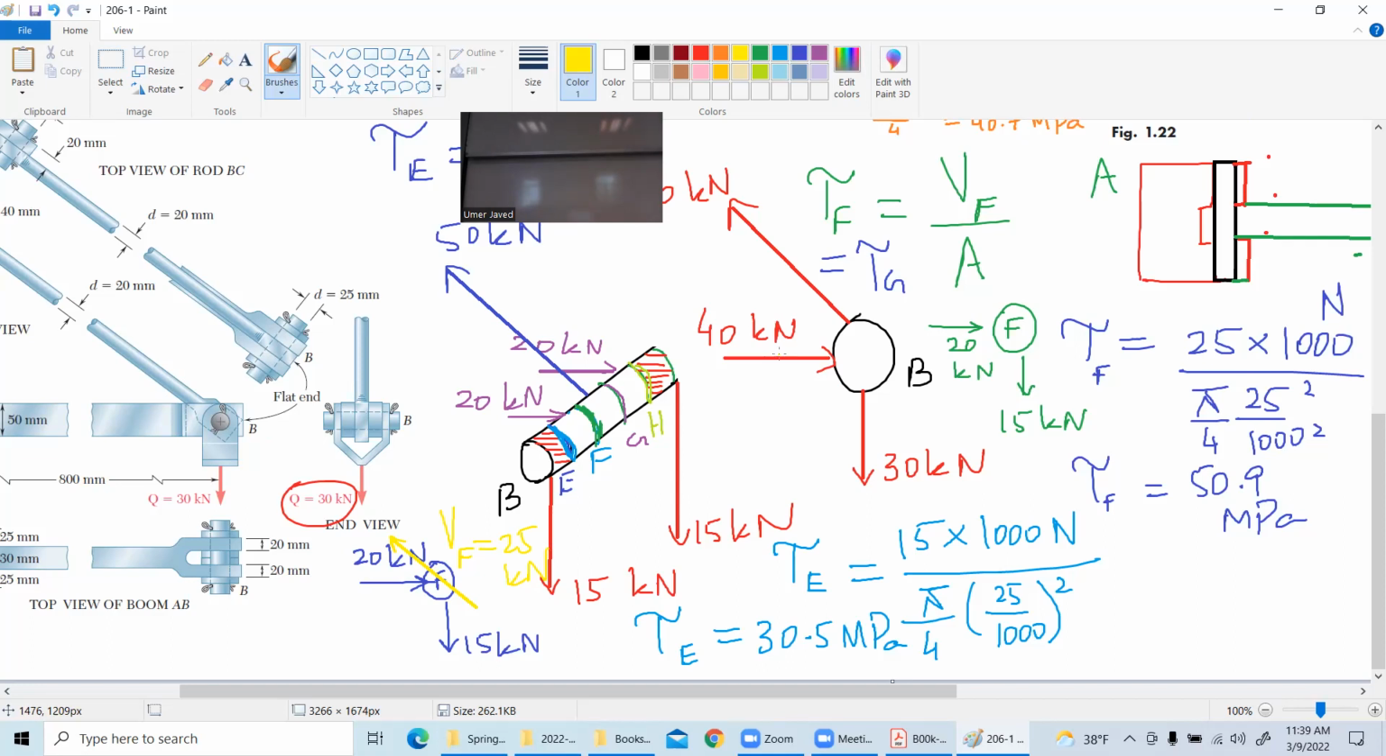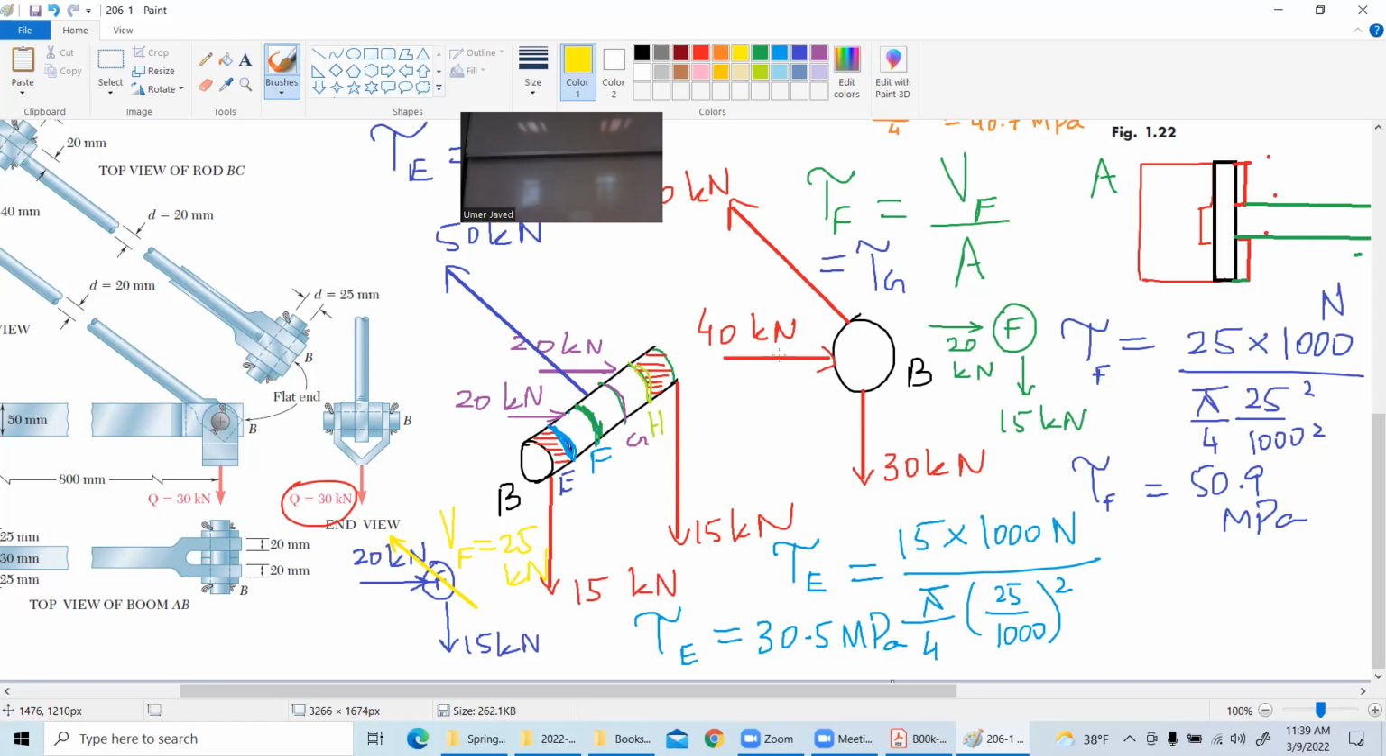I was actually confused with this area as well. Like at pin B, this is the area we are considering. Right now I'm looking at this circular rod. For this circular rod, I was super clear that if I have to find the stress, it will be force per unit area. So it's pretty clear.